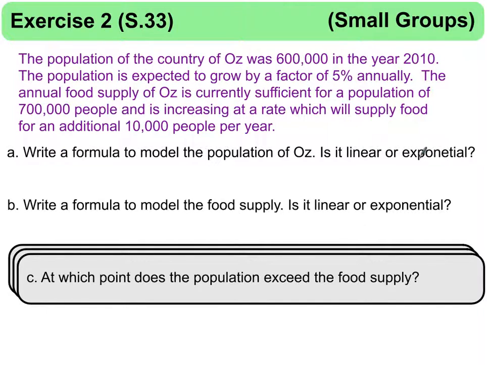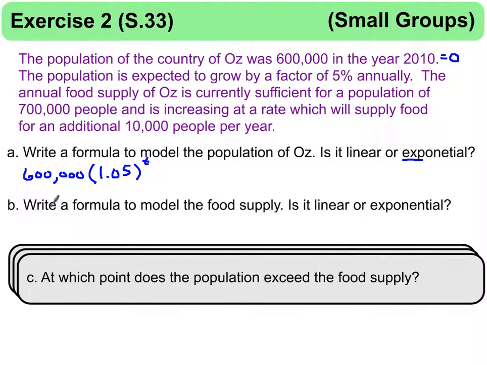So the model for Oz is going to be exponential. We start off with 600,000. And we're growing by a rate of 5% every year, so that's going to be our 1.05. And then we're going to be raising that to the t power, the number of years since the year that we started. So the year 2010 will represent our 0th year, the beginning.